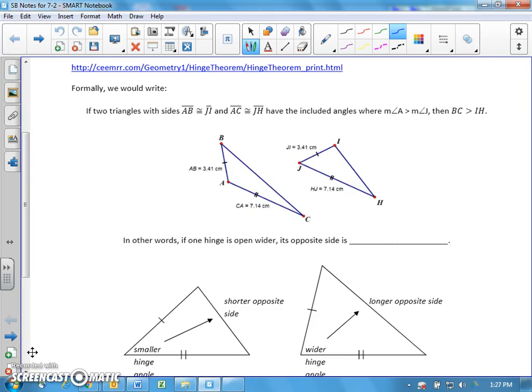So in this example here, it says that two triangles with sides AB congruent to JI and AC congruent to JH have the included angles where the measure of angle A is larger than the measure of angle J. So I'm marking one larger and the other one smaller. If you look at this, the side across has to be my longer side. The side across my smaller angle is going to be my shorter side. That's what the hinge theorem tells us. In other words, if one hinge is open wider, its opposite side is longer.